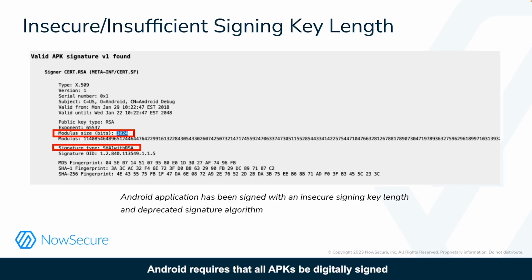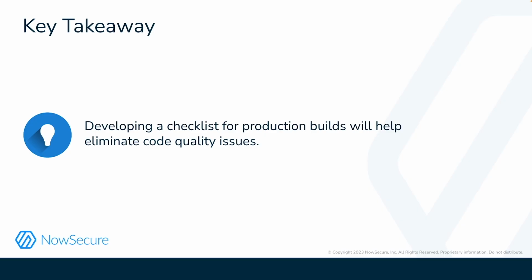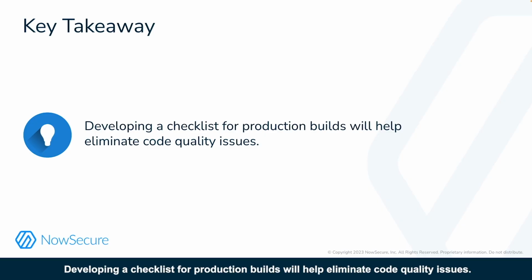Android requires that all APKs be digitally signed with a certificate before they are installed on a device or updated. When signed with a short key length, an attacker will require significantly less time to crack the app's signing key. Verify that the APK has been signed with at least 2048 bits, preferably 4096 bits, to provide optimum protection against forged digital signatures. Developing a checklist for production builds will help eliminate code quality issues.